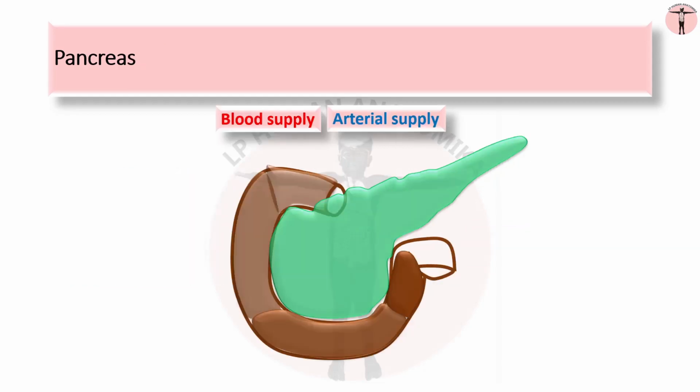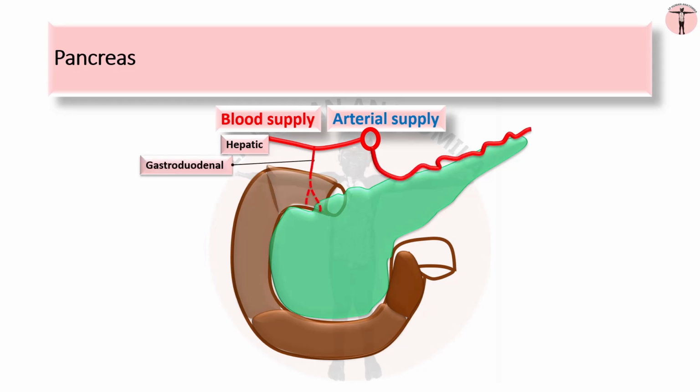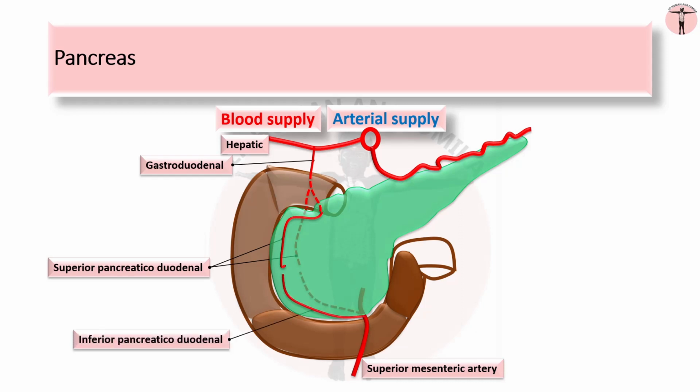Coming to the blood supply. The pancreas is a highly vascular structure and is supplied by the following arteries. It is supplied by the branches arising from the celiac trunk and superior mesenteric arteries. The celiac trunk supplies pancreas through the branches of hepatic and splenic arteries. The hepatic artery gives rise to gastroduodenal branch, which in turn gives rise to superior pancreaticoduodenal artery. The superior mesenteric artery gives rise to the inferior pancreaticoduodenal branches.